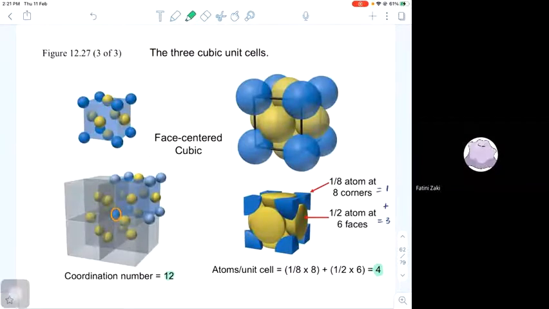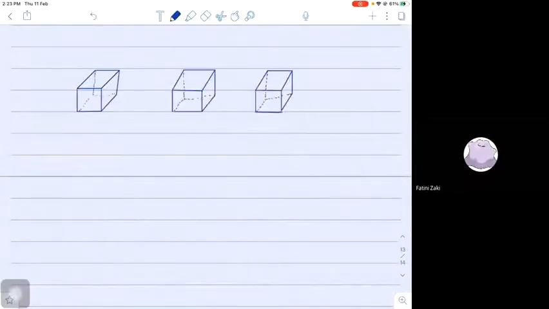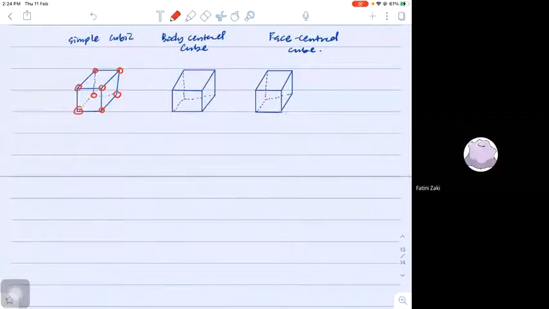So let's try to draw the unit cell. Start with your cube. So this is our cube. Let's start with the simple cube, and then we have the body-centered and face-centered. For the simple cube, you will have 8 particles at the corners: 1, 2, 3, 4, 5, 6, 7, 8. And then for the body-centered, we have the particles at the corners as well, just that we have another 1 particle at the center.